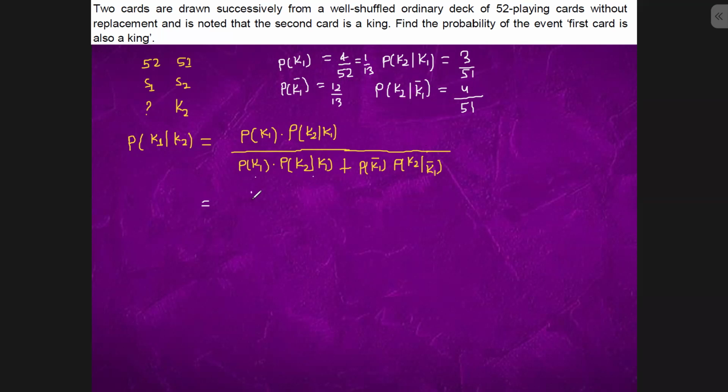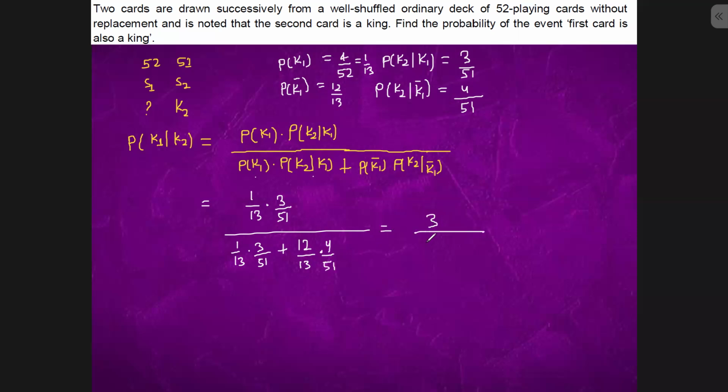So we will write it as 1 by 13 times 3 by 51 upon 1 by 13 times 3 by 51 plus 12 by 13 times 4 by 51. If we solve this, it is 3 upon 3 plus 16, which is 3 by 19. This is the answer.